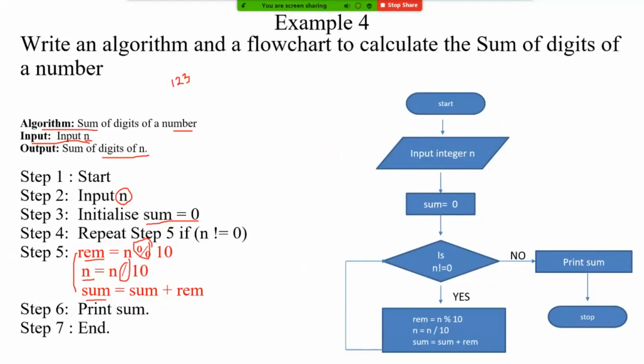So now we are going to write the program. So start should be in a terminal, right? We wrote in a terminal. Then input n should be in an input box. Initialize sum equal to 0. It should be a process box, right? And while, the repeat step, if n is not, this is a decision, right? We are checking whether n is not equal to 0. If it is not equal to 0, then we have to execute these lines, right? Because it involves calculations and assignment, we are using a process box. If it is no, we have to print the sum and then stop.